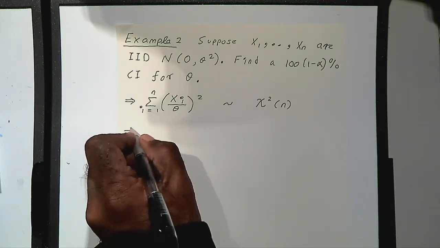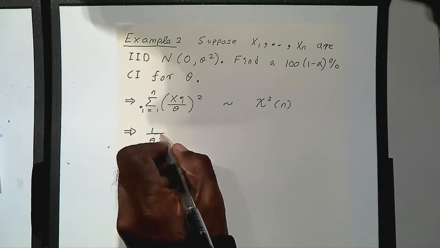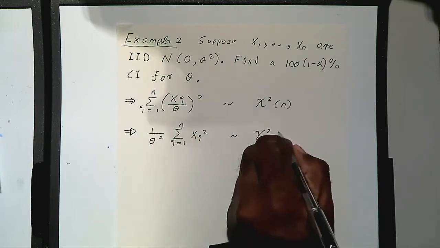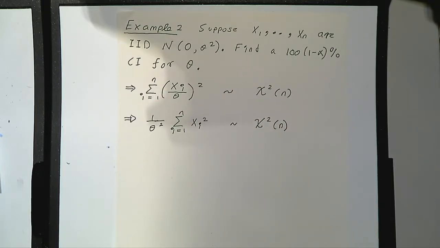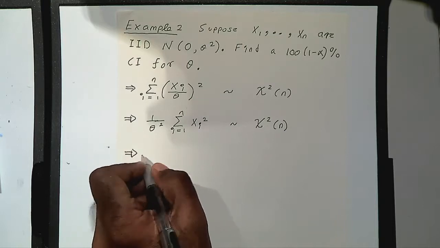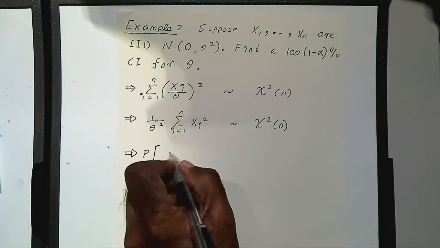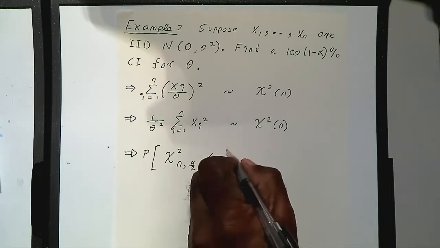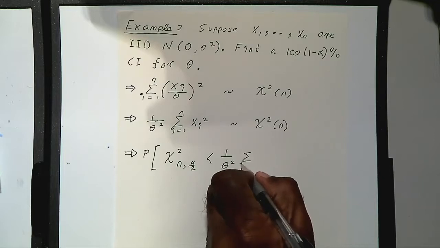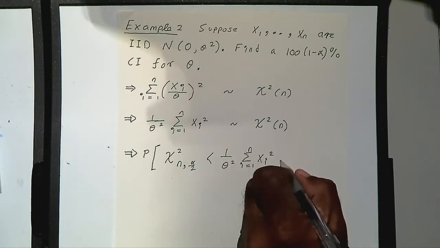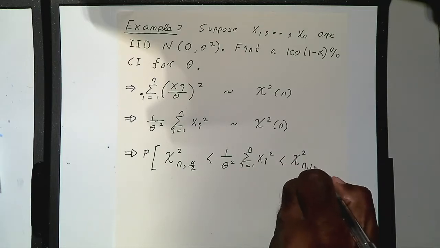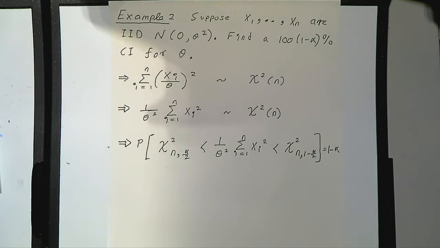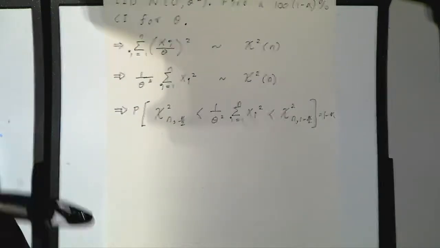So what this implies is that, and this implies that the probability that. Yes. All right, now rearranging this, if you rearrange this as a statement on theta squared, you will get the following.